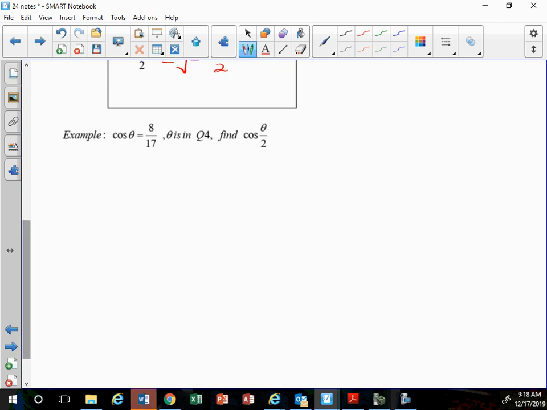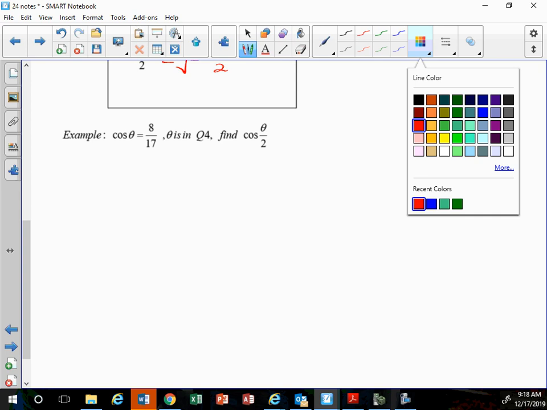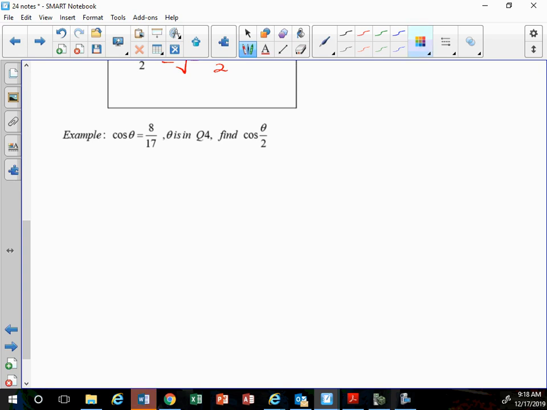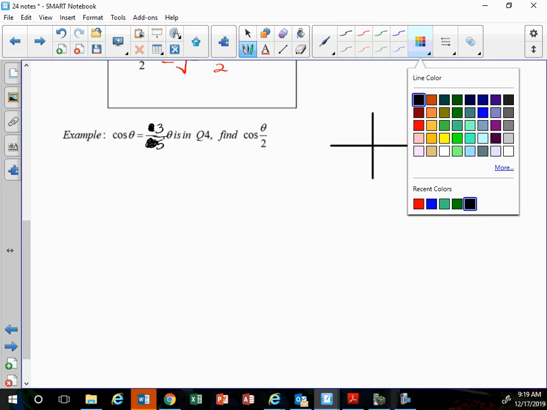I don't want to change it because 8 over 17 is kind of ridiculous. And it's in quadrant 4. So let's change this to 3 over 5 just to make our lives a little easier here. And our theta is in quadrant 4. Anytime I give you information like that, what do you know you need to do? Draw a triangle. Good. Put a little grid over here. And we'll be in the 4th quadrant, right?